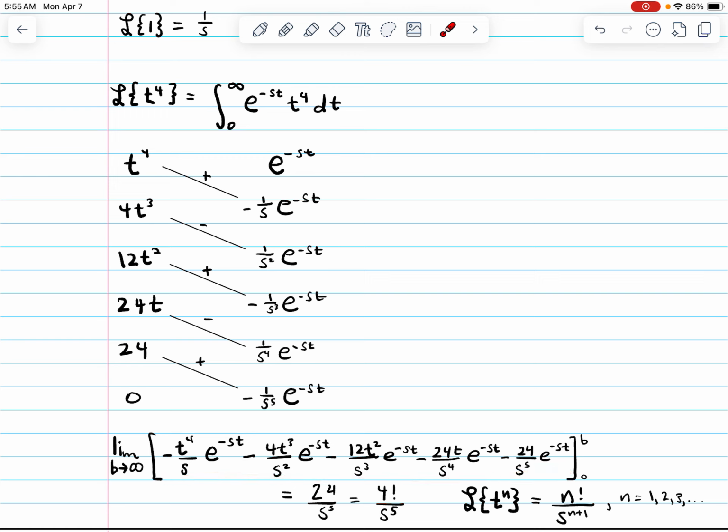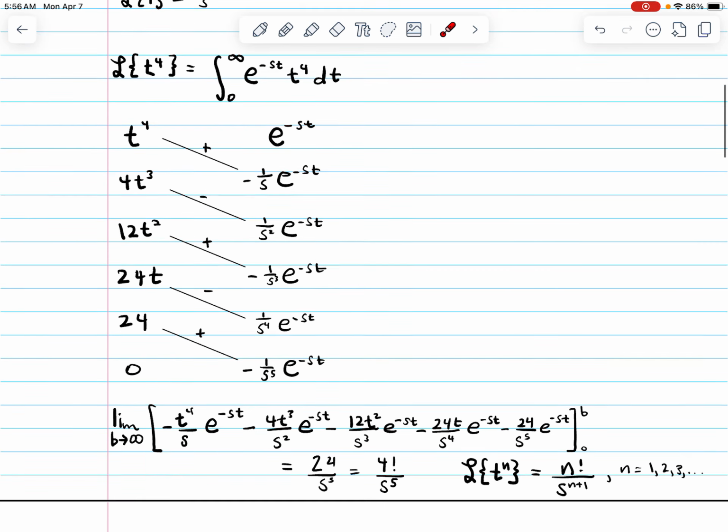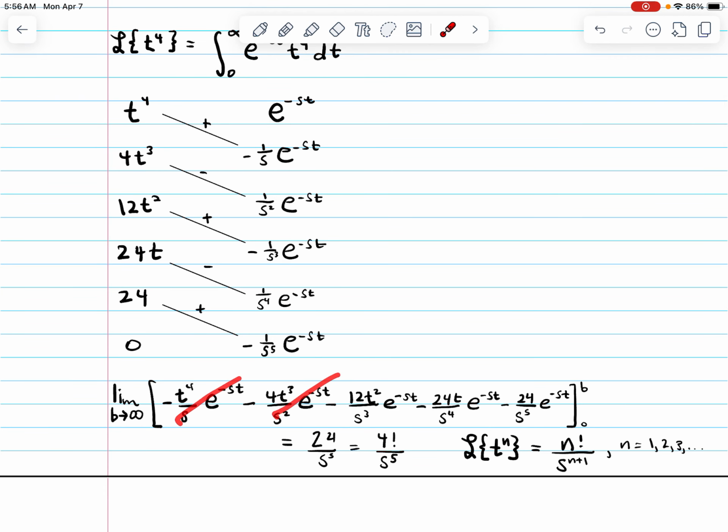And what I've got to do is evaluate this thing from 0 to b, where b is going to infinity. Now, when we plug in the b and let b go to infinity, all of these terms go to 0 because we're dividing by e to the sb, and b is going to infinity. So we've got this huge number on the bottom, and every one of these goes to 0.